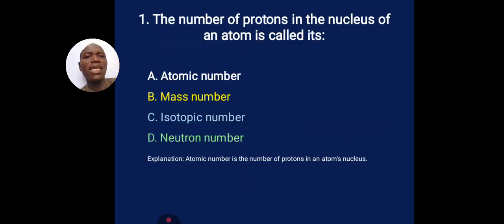Okay, the first question says, the number of protons in the nucleus of an atom is called its what? The number of protons in the nucleus of an atom is called the atomic number. Atomic number is the number of protons in the nucleus of a neutral atom. So you need to know this because these are the basics of chemistry and you will be assessed on this area whether you like it or not. Let's go to the second question.